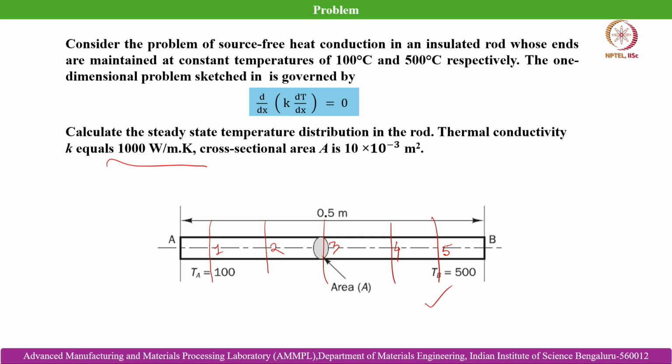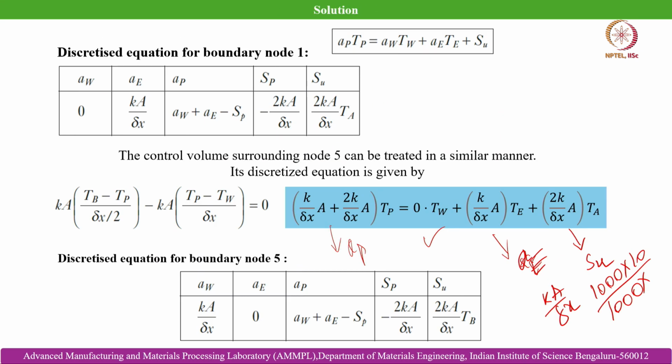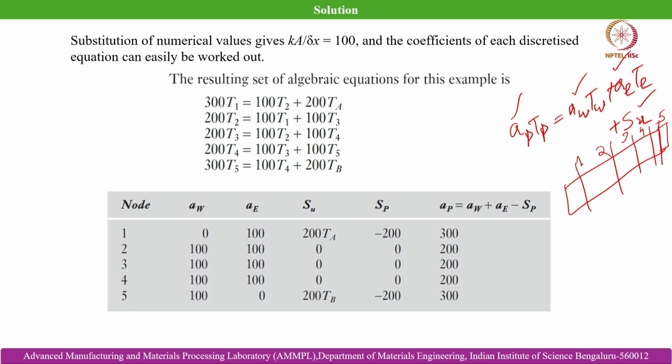That means it is divided into 5 equal intervals, so delta x is 0.1. So it is 1000 into 10 into 10 to the power minus 3 divided by 0.1, and the value of Ka by delta x becomes 100. That means the value of AW becomes 100. This is the value of AW in the first equation.